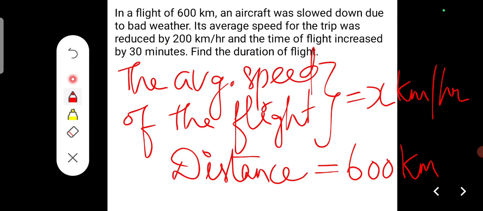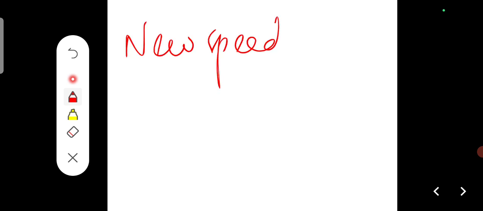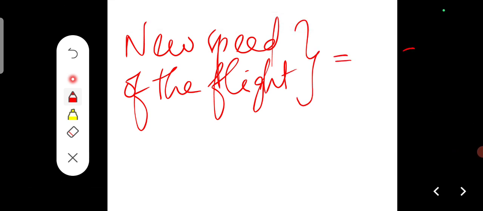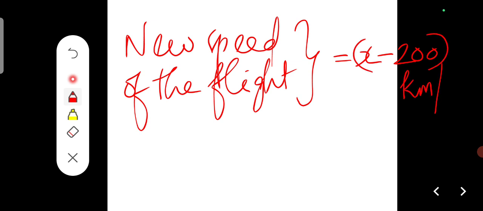So due to bad weather, the speed of the flight is reduced by 200 km per hour. So what is the new speed? How much is it reduced? It is reduced by 200. That is minus 200 from the average speed. So x minus 200 kilometer per hour is the new speed of the flight.